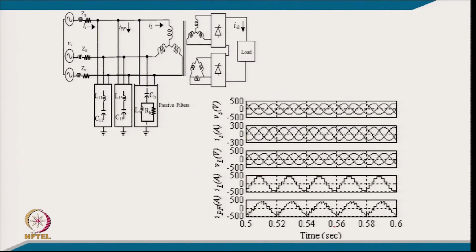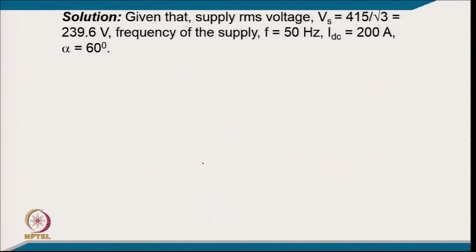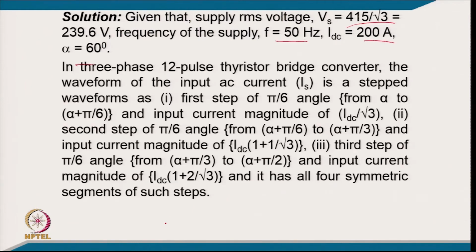And this is typically the circuit of the system, that we have a 12 pulse converter with a star delta secondary side with the series connection and passive filter 11th, 13th and high pass. So, after designing and putting all the values, here we have a supply voltage and supply current which are in unit phase, and these are the load voltage, and these are the load current and passive filter current. So, coming to the solution, given that supply voltage of 415 by root 3 is 239.6 volt and frequency of supply 50 Hz and DC current of 200 ampere and firing angle of 60 degree.